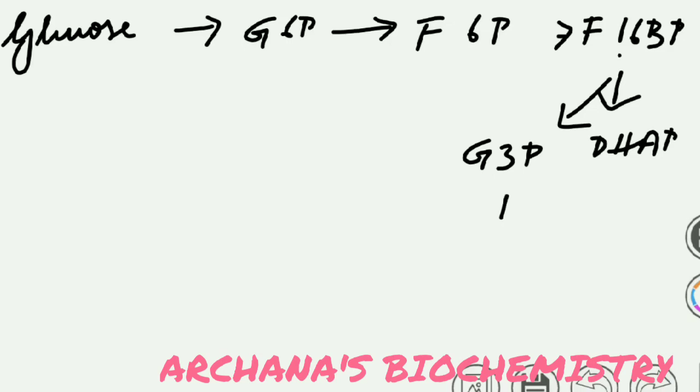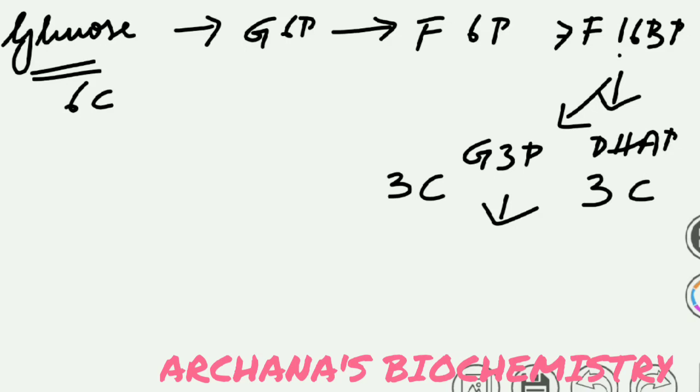Now glucose is a 6-carbon compound, glyceraldehyde 3-phosphate is a 3-carbon compound, and this is also a 3-carbon. So these two are interchangeable. DHAP can be converted to glyceraldehyde 3-phosphate, and glyceraldehyde 3-phosphate can also be converted to dihydroxyacetone phosphate. So the end result will be 2 molecules of glyceraldehyde 3-phosphate.